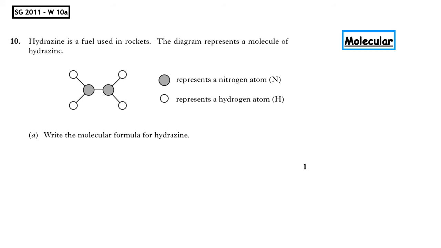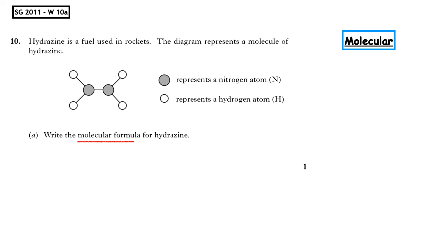This question's from the Standard Grade 2011, question 10A. Hydrazine is a fuel used in rockets. The diagram represents a molecule of hydrazine. The grey represents a nitrogen atom with the chemical symbol N, and the white circle represents a hydrogen atom with the chemical symbol H. Write the molecular formula for hydrazine.